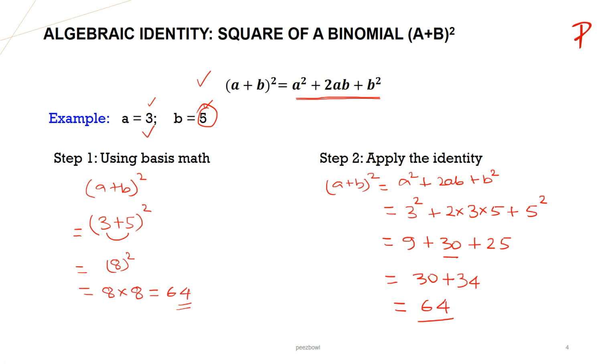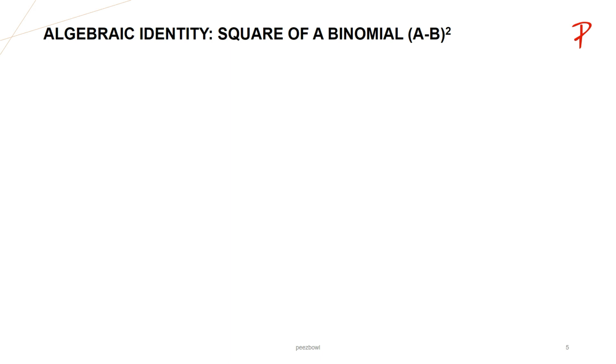Now you might wonder, does it work for subtraction also? Yes, but with a small change. When we say a minus b whole square, we are squaring a binomial, right? That means multiplying it by itself, like we had seen in a plus b whole square. Now in this case we have to multiply a minus b with a minus b, right?